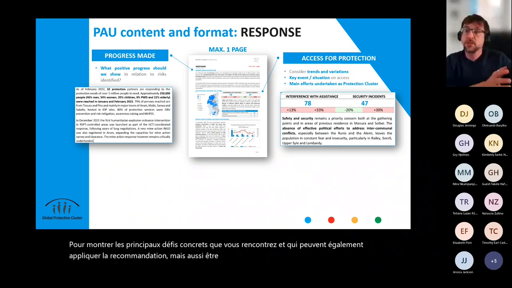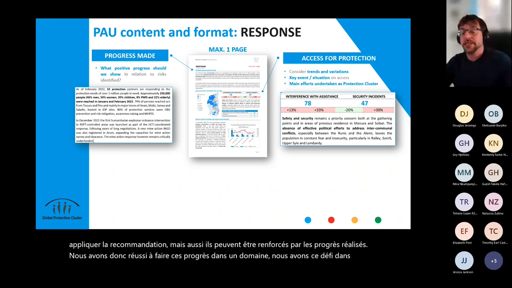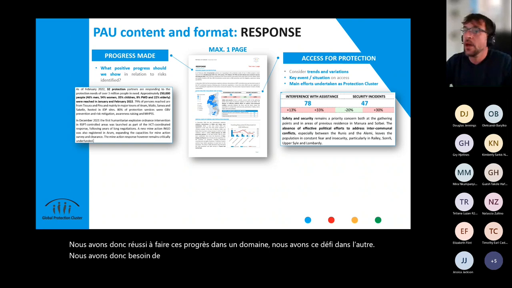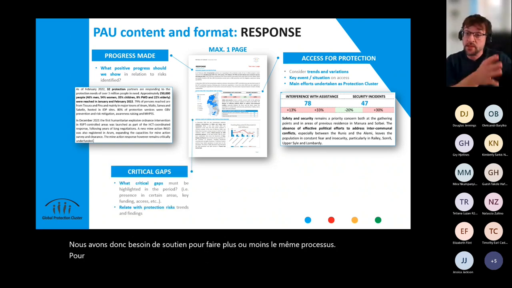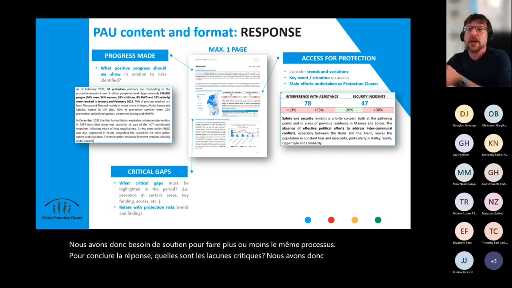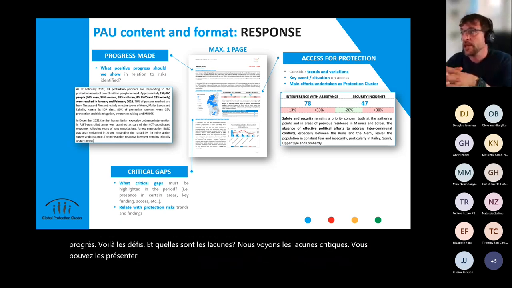So we managed to make progress in one area. We have this challenge in the other area. So we need support to actually do more or less the same process. To conclude the response, so what are the critical gaps? So we make this progress. These are the challenges. And what are the gaps we see? The critical gaps, you can present them, again, funding gaps, operational gaps, access.